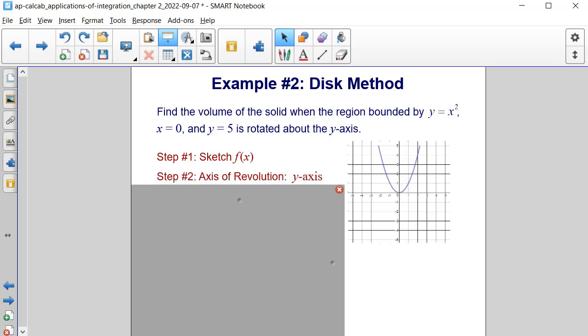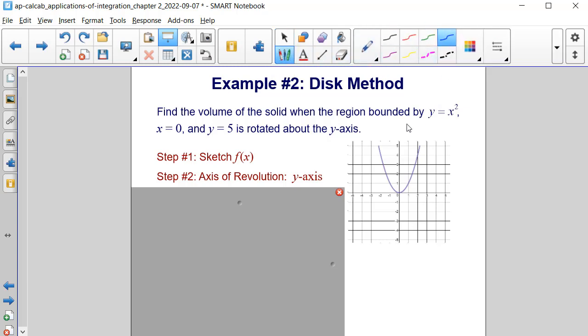The next step is to determine what's the axis of revolution. Well, it tells us the y-axis. So that means we are going to revolve this function about this axis.